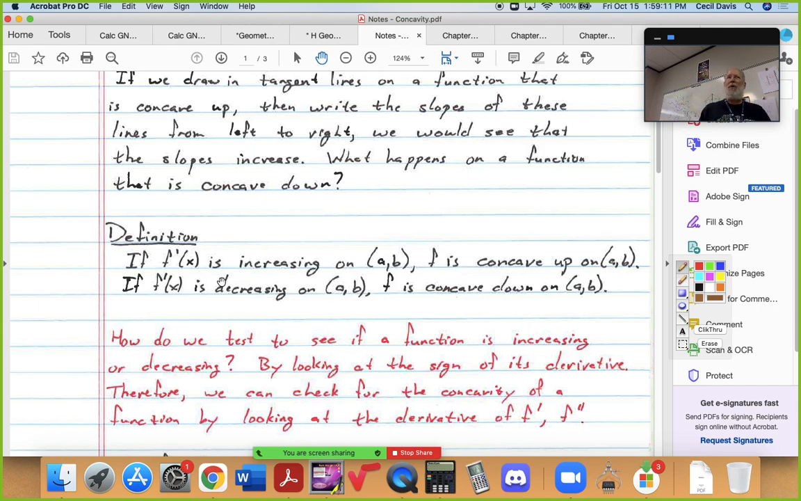And unfortunately, what happens is students start saying the second derivative tells you the concavity, and it does, but it's not the definition. The definition of concave up is an interval on which the first derivative is increasing. The definition of concave down is an interval where the first derivative is decreasing. And the way we check that is by taking the second derivative.